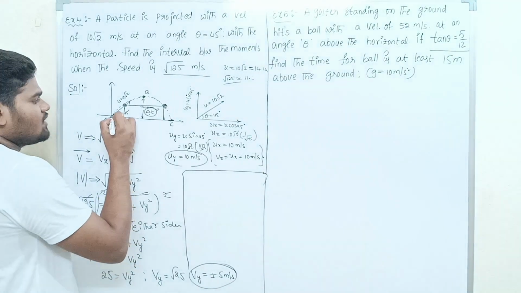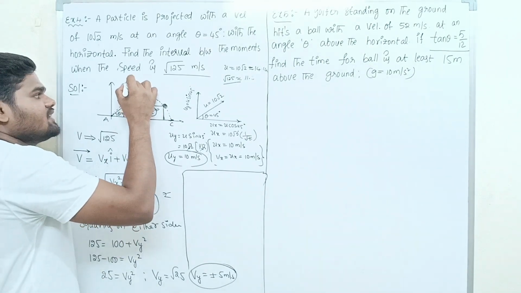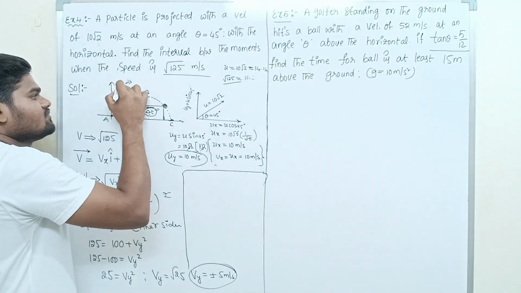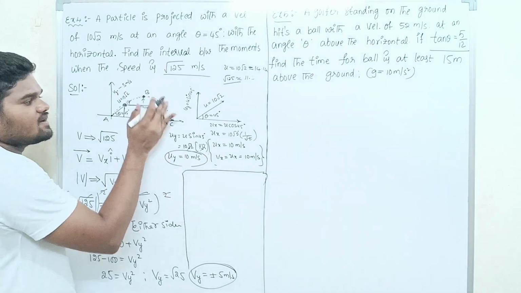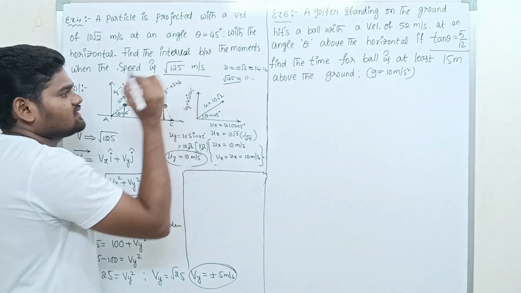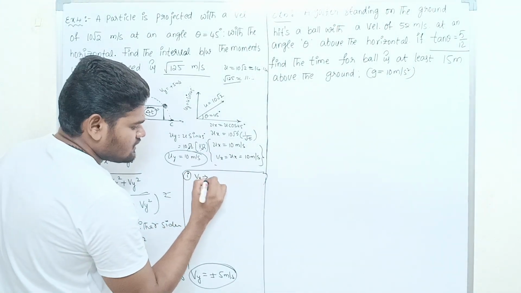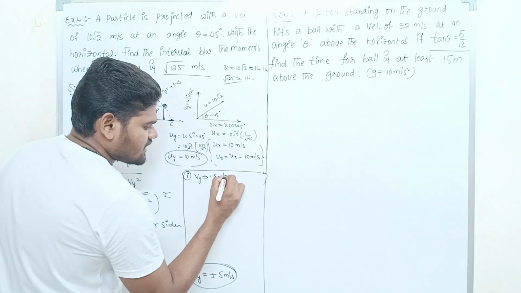Have a look. When the object is moving from point A to point B, its speed decreases. That means Vy is equal to 5 meter per second. When the object is moving from point B to point C, its velocity increases. That is plus 5 meter per second. So first, I'm taking Vy is equal to plus 5 meter per second.